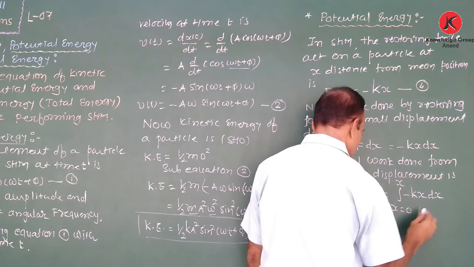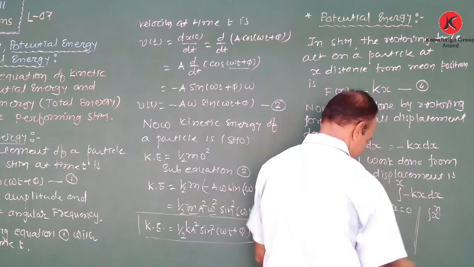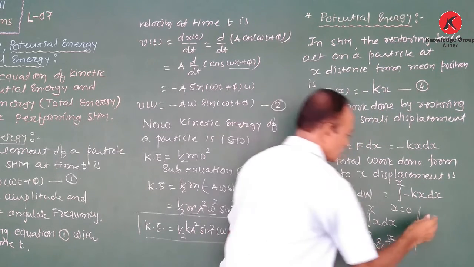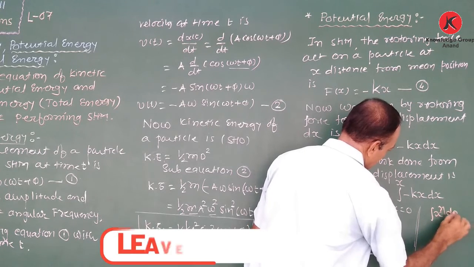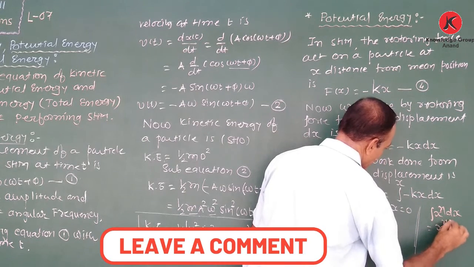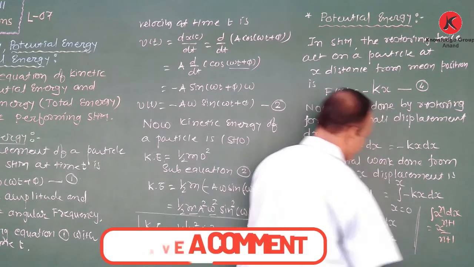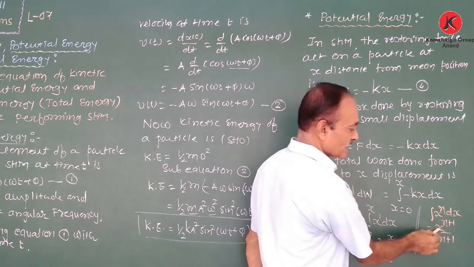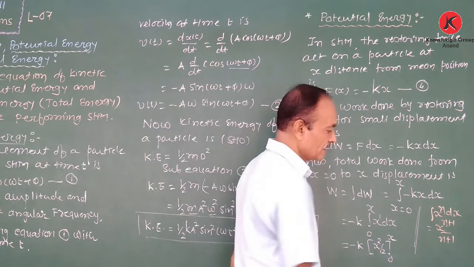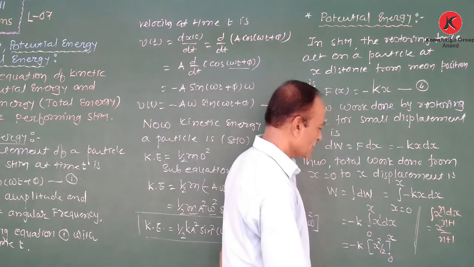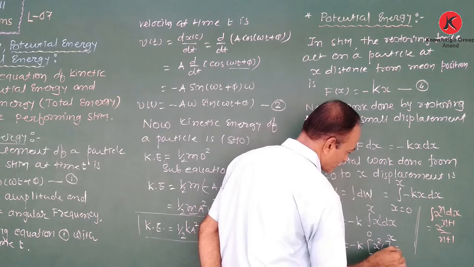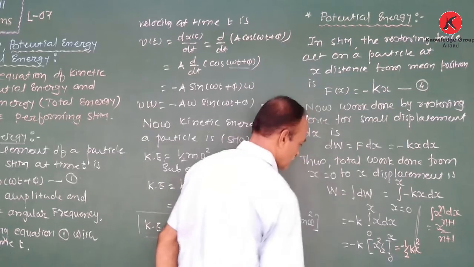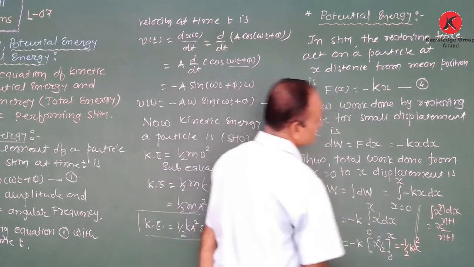Because we know that from this equation, integration of x raised to n dx is equal to x raised to n plus 1 upon n plus 1. Here the x power is only 1. Therefore x raised to 1 plus 1 upon 1 plus 1, therefore x square by 2. So it is equal to minus half kx square. That is the total work done. That is the equation number 5.